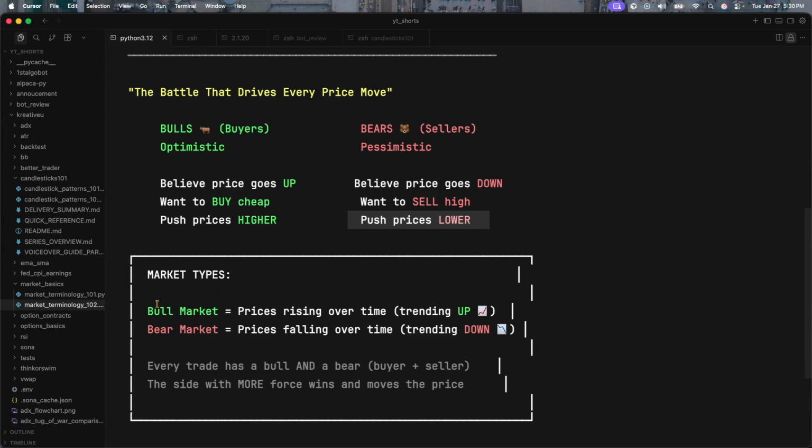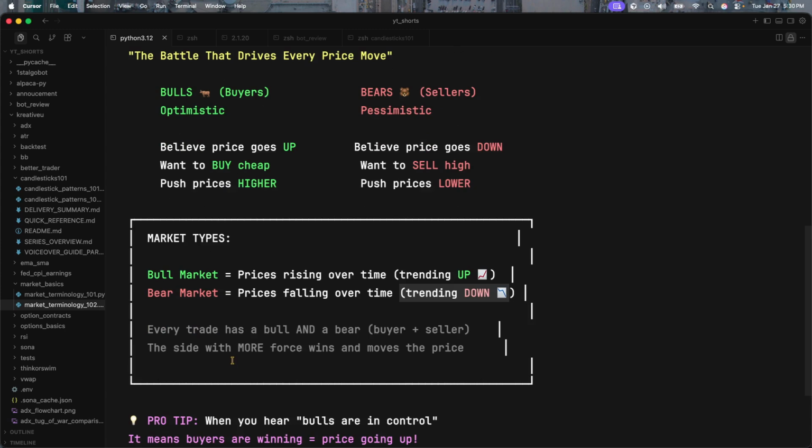So market types is going to be the bull market, as the price is rising over time, trending upwards. A bear market is the price is falling over time, trending downwards. Each trade has a bull and a bear, buyers plus sellers. The side with more force wins and moves the price.